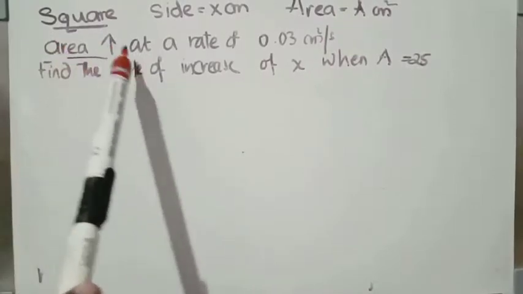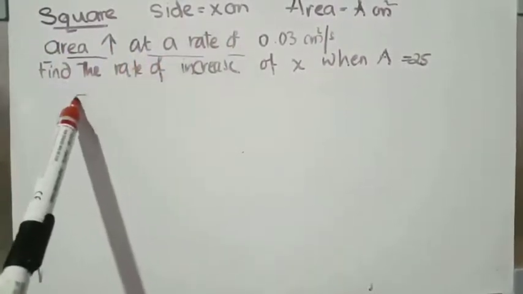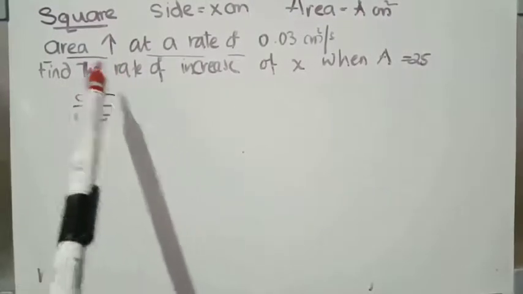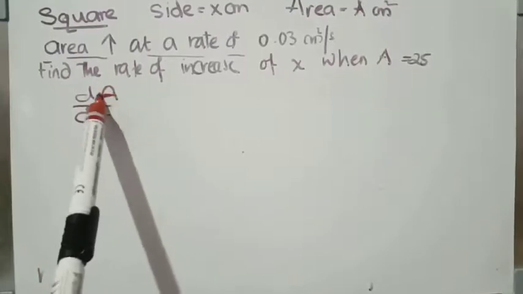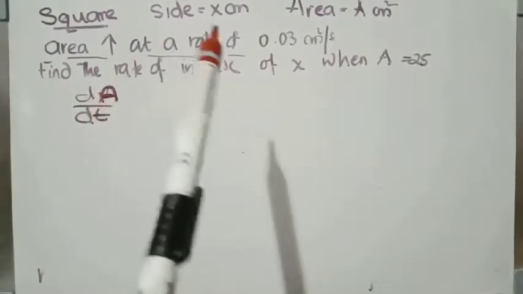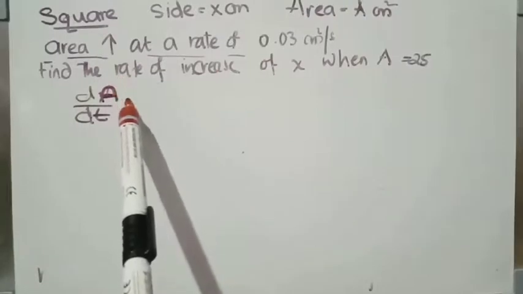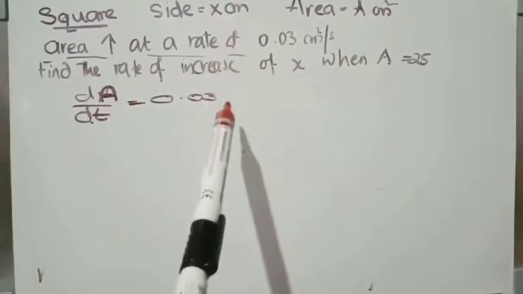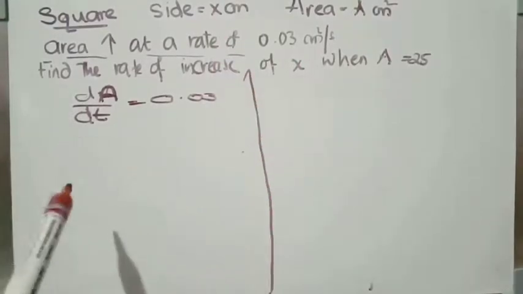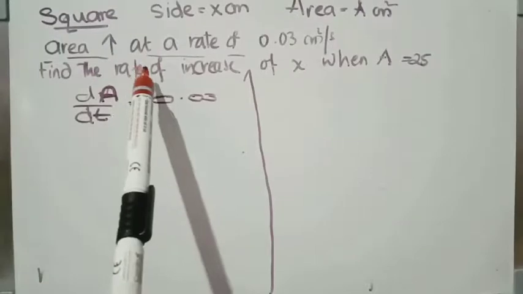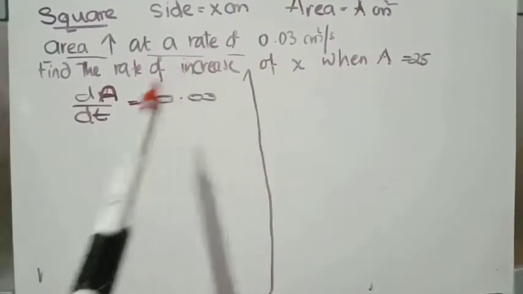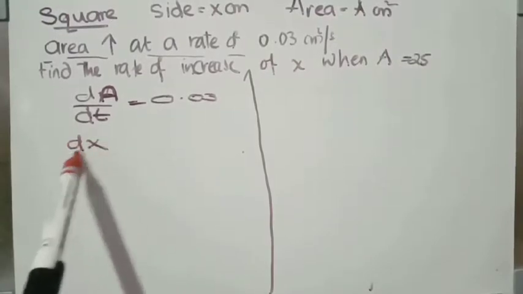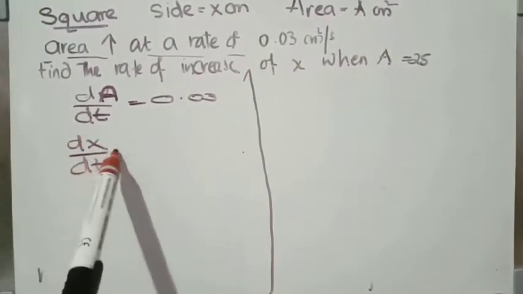That means there is an increase in area. Increase in area is known as dA by dt. That is equal to 0.03 centimeter squared per second. We want the rate of increase of x. That means we want dx by dt as answer.